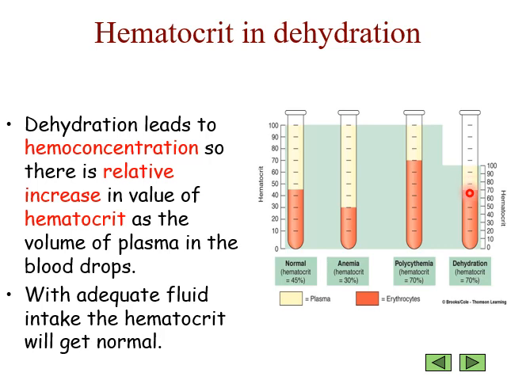So naturally when there is more hematocrit, it means that more number of RBCs are packed at the bottom, okay? And how it is going to be corrected? When you give adequate amount of fluid, the hematocrit will get back to its normal value. Here you can see that hematocrit has increased to 70% in a severely dehydrated patient. Means he has got severe diarrhea or vomiting, which leads to relative increase in the hematocrit.